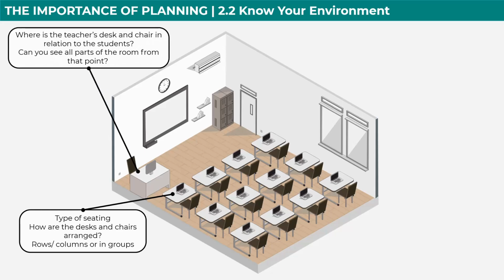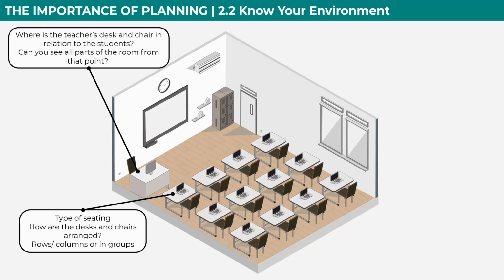Where is the teacher's desk and chair in relation to the students? Can you see all parts of the room from that point? This is an obvious point. In order to manage a room full of students well, the teacher must be able to see them. Making eye contact with students who are off task is a powerful tool which can be employed from any part of the room and at any part of the lesson, as long as the classroom layout allows it. Knowing that the teacher can see them from any vantage point also affects student behavior. They are less likely to go off task when they know they can be easily spotted.